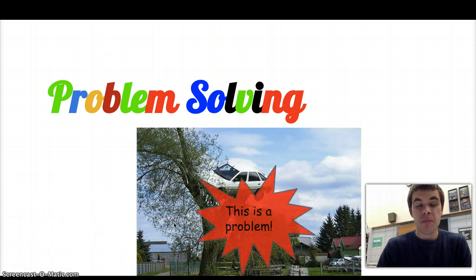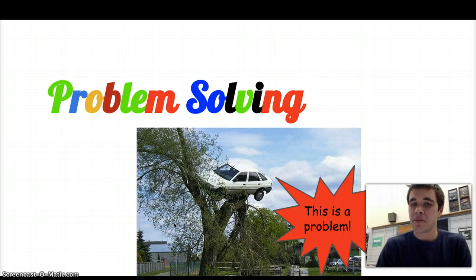In the picture here, you have a car in a tree. Somebody decided to park their car in the tree. Don't ask me why. However, this is a problem because if this person wants to drive their car to work or to school, they're not going to be able to do it.